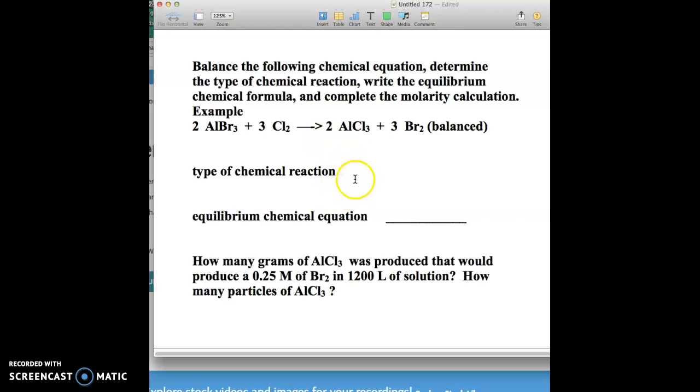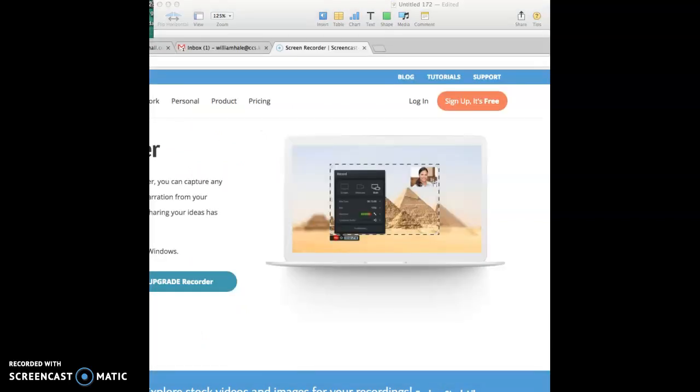Then it says the type of chemical reaction. Ooh, I should not have deleted that. There, that's all right, we'll get it. The type of chemical reaction.